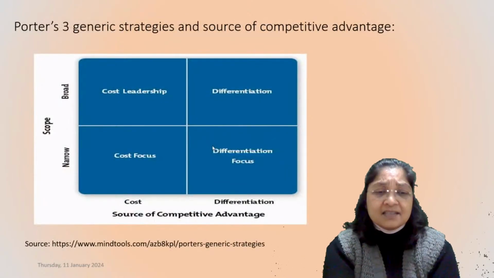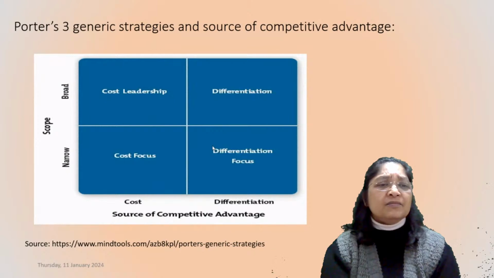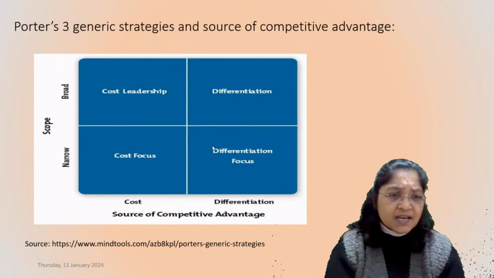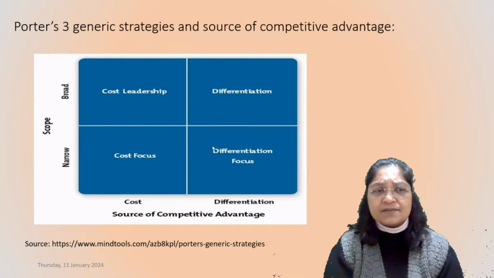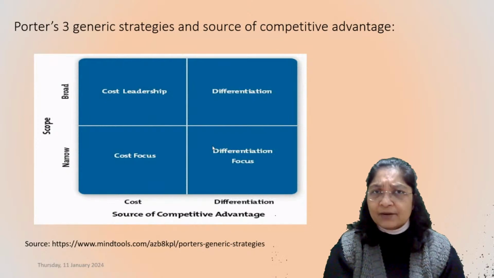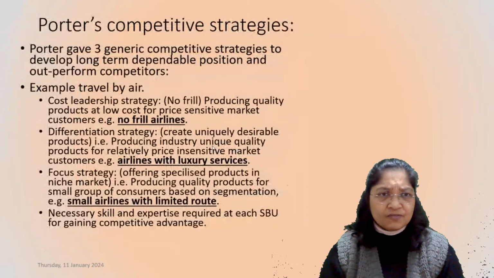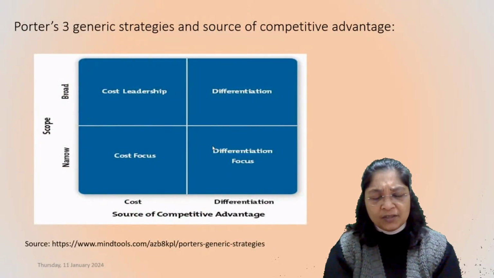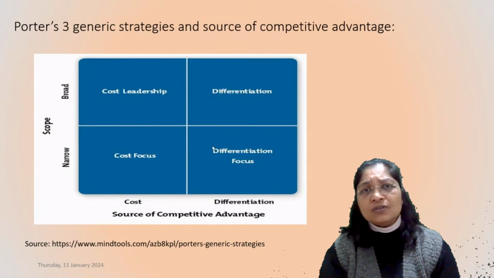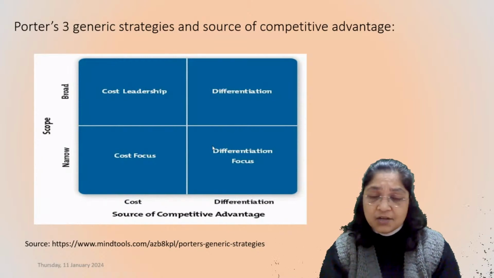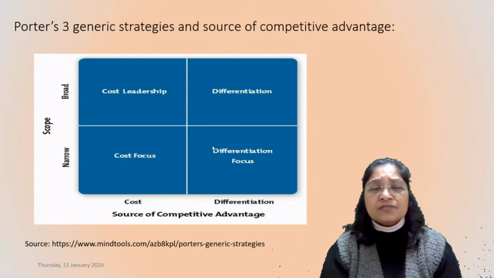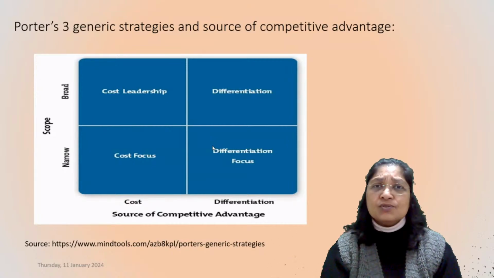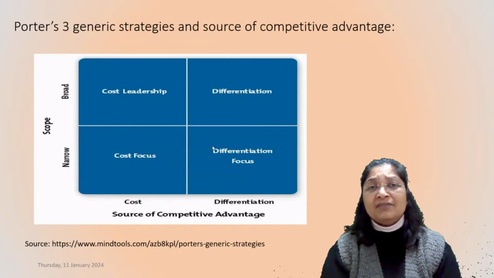Now, see this particular chart, which depicts Porter's three generic strategies and the source of competitive advantage. You will see here, when there is a cost focus, then the scope is very narrow. Obviously we're talking of cost leadership. So when we are focusing on the cost of the product or the services which are being provided, then the scope of such products is very narrow. And the company will have lesser competitive advantage.